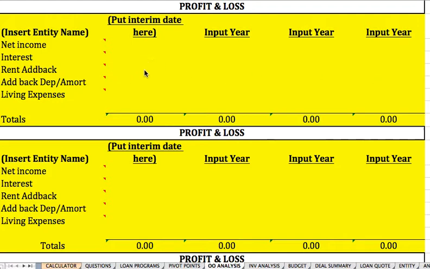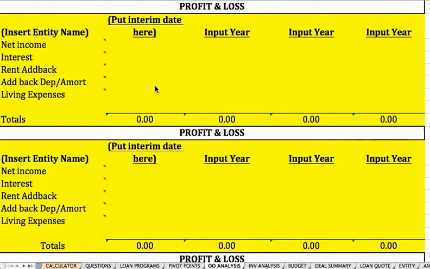Sometimes they might have multiple locations, so it's important for you to find out, are they just replacing one location, two locations, so on and so forth. Third thing is to add back the depreciation and amortization. And you say, well, what's that?